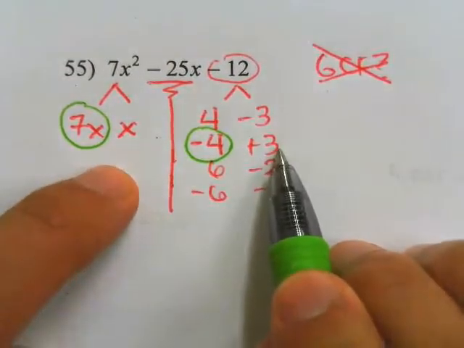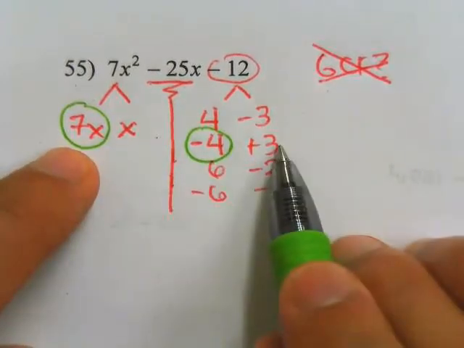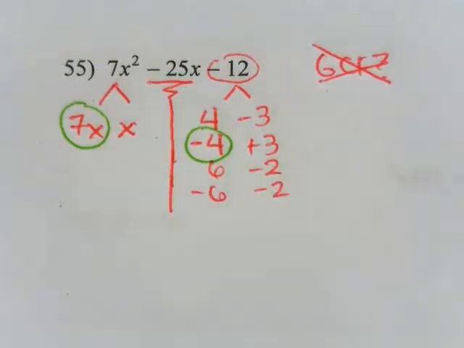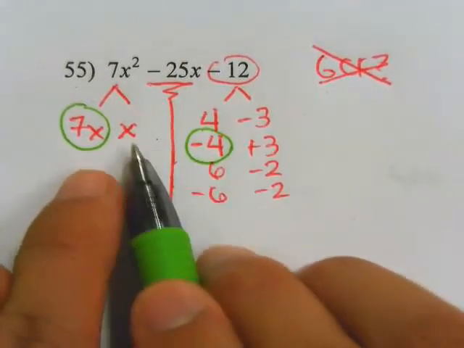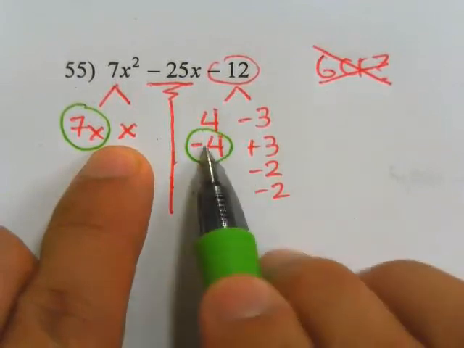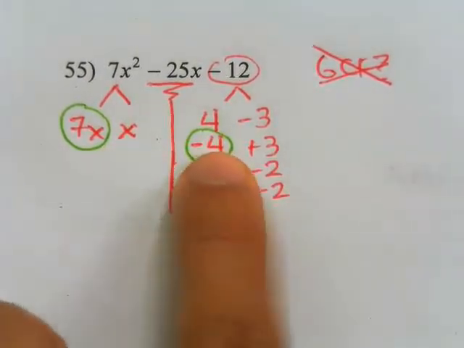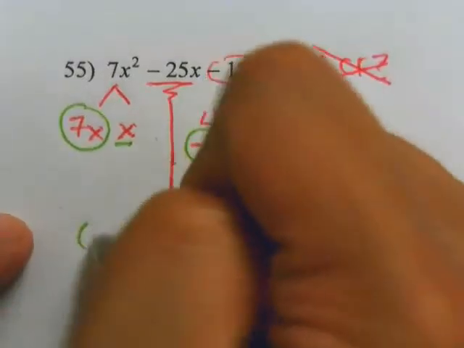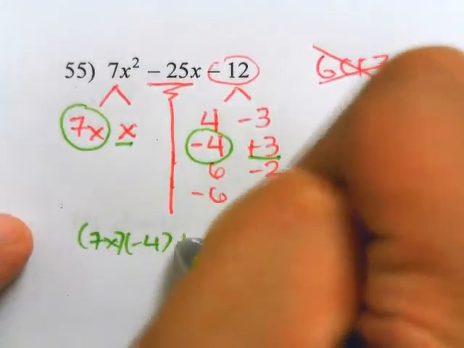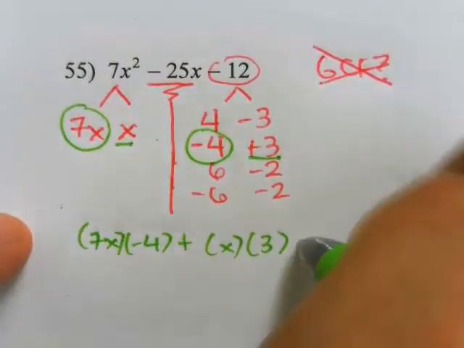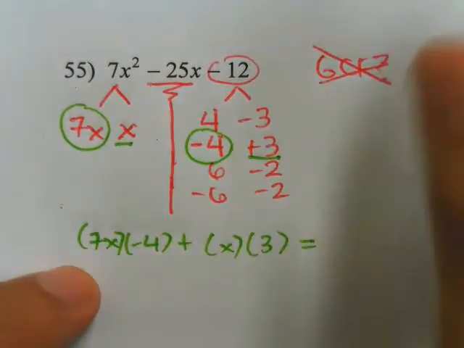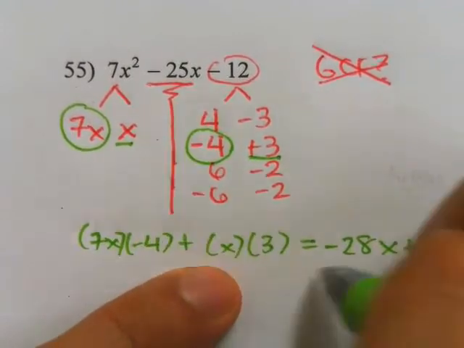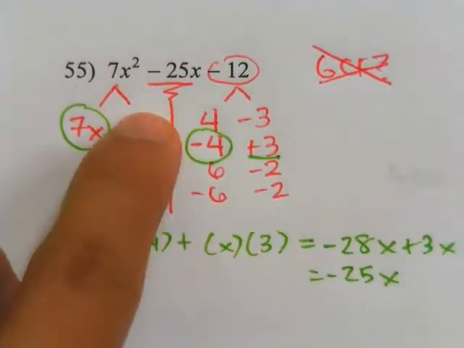And then again, also try some other combinations as well because they could work. But once you pick this pair, you have to pick the pairs that are associated with that. You cannot jump, this x cannot jump in with the negative 2 because that's not the same pairing. That's not the same pair that's together. So the x and the 3, let's just try this one out. 7x times negative 4 plus x times positive 3. Let's see if that makes a negative 25. 7x times negative 4 is negative 28x plus 3x. Yeah, this is the negative 25x that we are wanting.